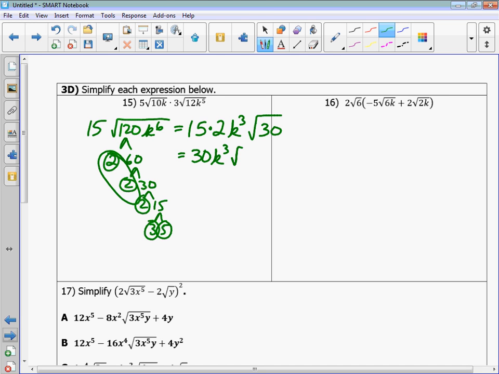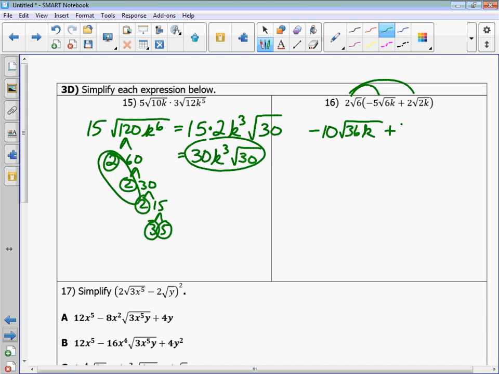16. You need to have a monomial times a binomial. 2 times the square root of 6 times negative 5 square root of 6k. Multiply the outside, so negative 10. Multiply the inside, so 36k. Add it to 2 times the square root of 6 times 2 square root of 2k. 4 square root of 12k.